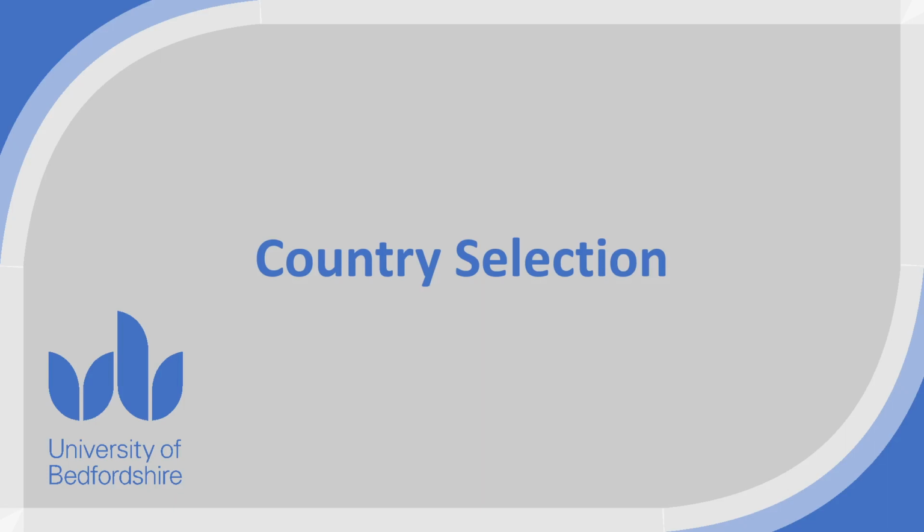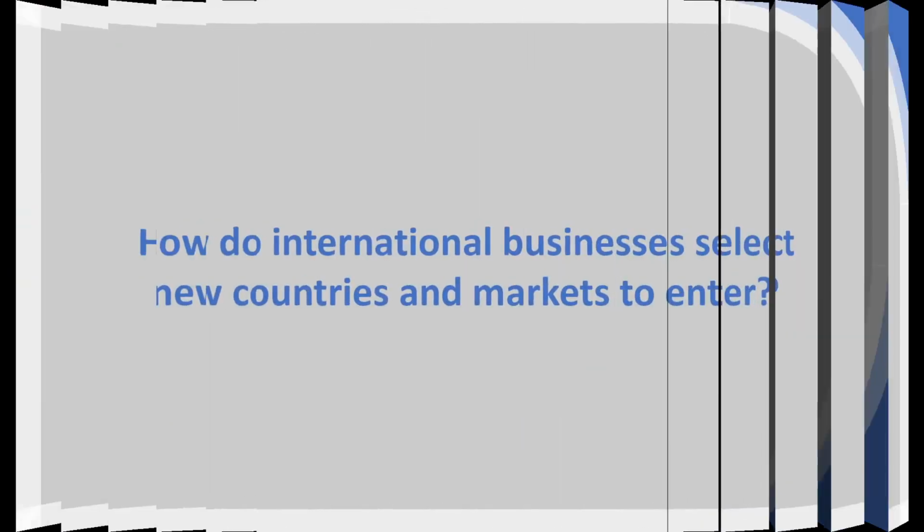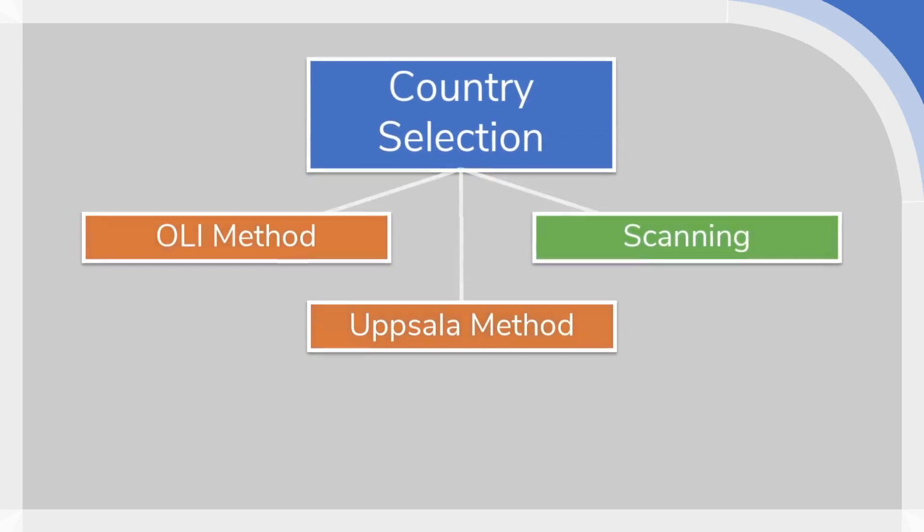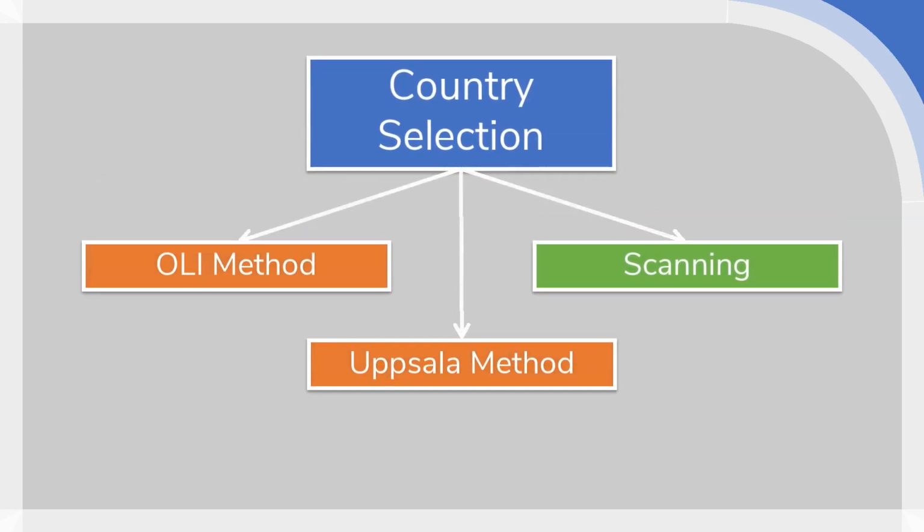that particular context. So for this particular video, we're going to be looking at the question of how international businesses select new countries and markets to enter. And to do so, we're going to be looking at two different frameworks, as well as a concept called scanning. So if you look at the three things that we are going to discuss, we have the OLI method, the Uppsala method, and scanning.